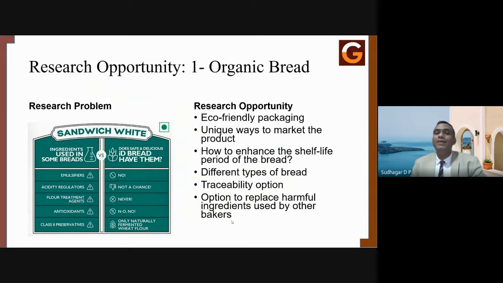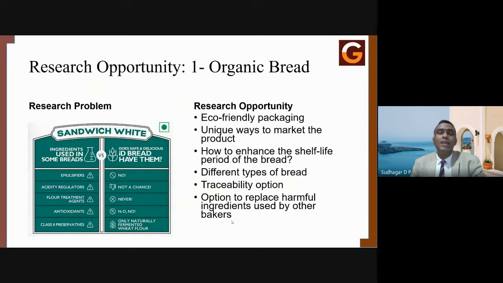They have innovated on how to create ID bread without any kind of artificial ingredients. But is it possible for you to create an eco-friendly packing which could be used by this ID bread? Is it possible for you to come out with unique ways to market the product? I'm sure many of you watching this presentation may not know about the concept of ID bread because it's quite new in the market.